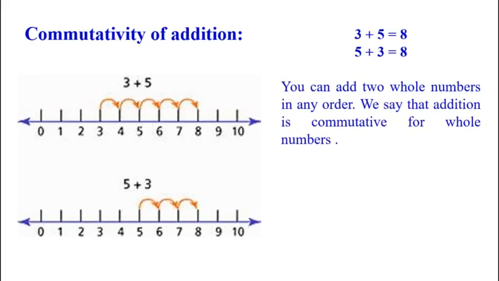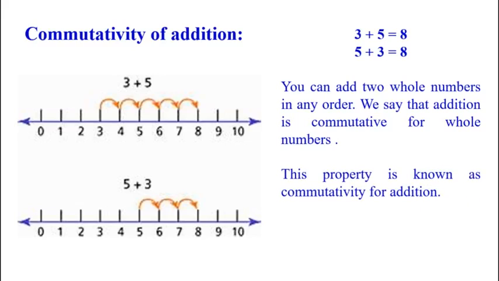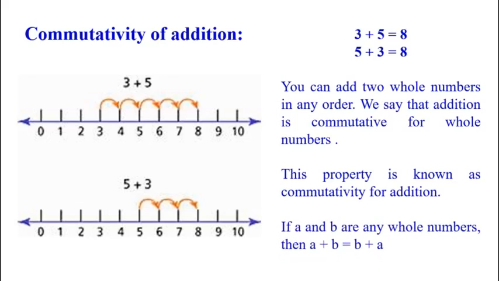So, you can add two whole numbers in any order. We say that addition is commutative for whole numbers. This property is known as commutativity for addition. If A and B are whole numbers, then A plus B is equal to B plus A. This is the commutativity of addition in case of whole numbers.